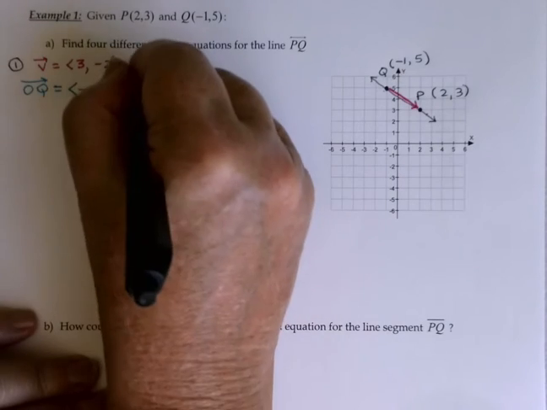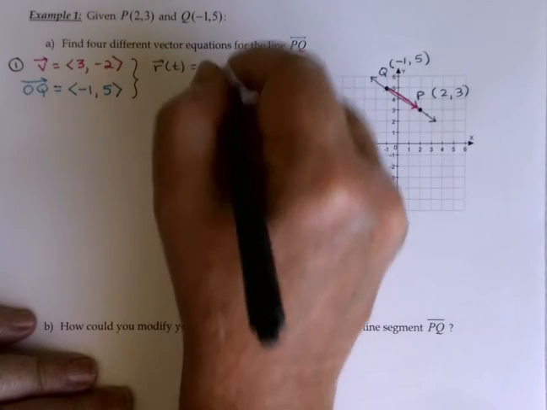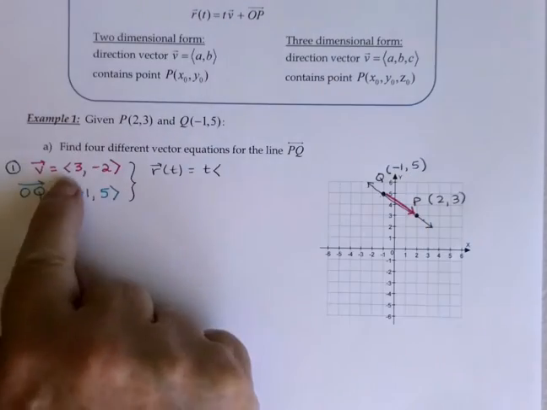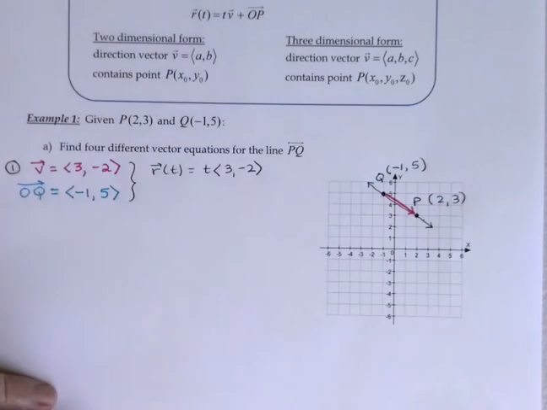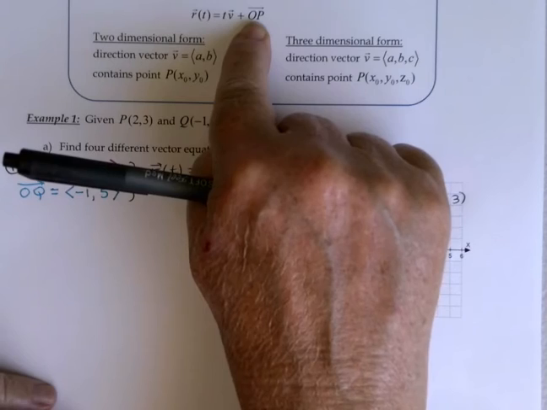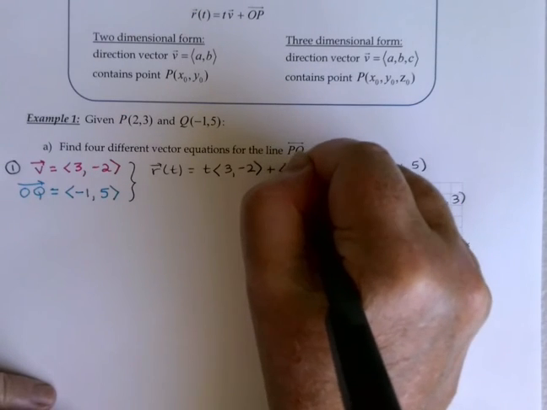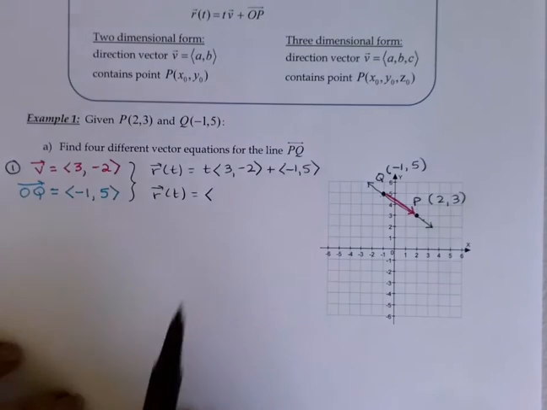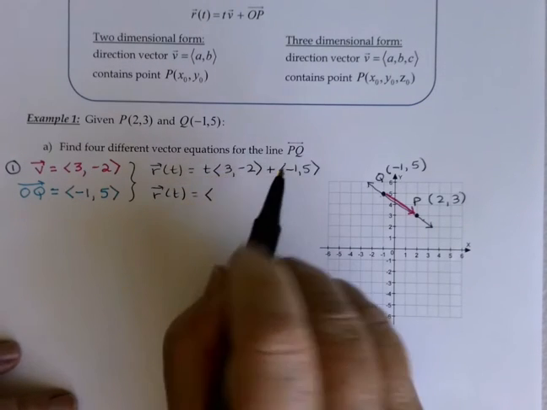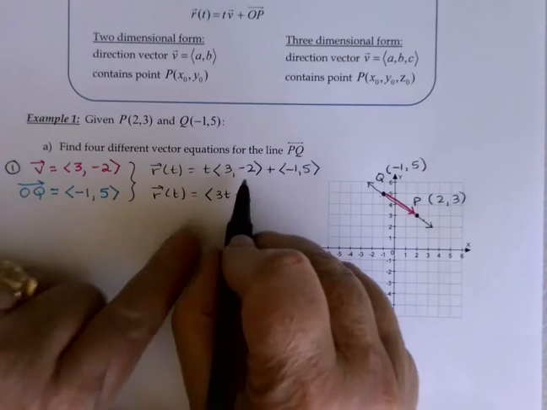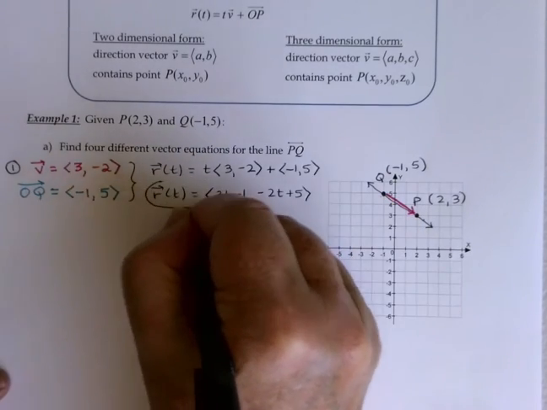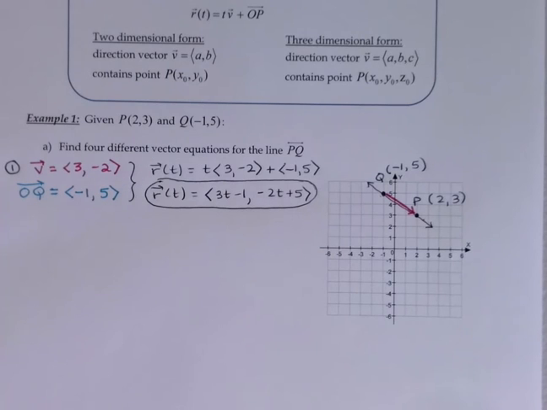And if I just put these pieces together then, R of t is t times that direction vector. So it's always t times the direction vector, t times (3, -2), plus the vector that we made out of the point, OP, or in our case, OQ. And if I just do a little bit of algebra to get this in standard form, the x component will be 3t minus 1. And the y component will be negative 2t plus 5. Okay. So there's one of the 4 possible vector equations that I can get easily here.